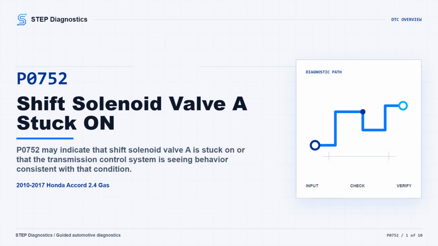P0752 on this Accord is for shift solenoid valve stuck on. In plain terms, the PCM is seeing a shift control problem that may involve the solenoid command side, the valve body hydraulic side, or internal transmission material affecting shift control. The vehicle may go into fail-safe and may limit the available gears.